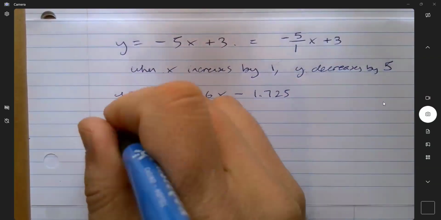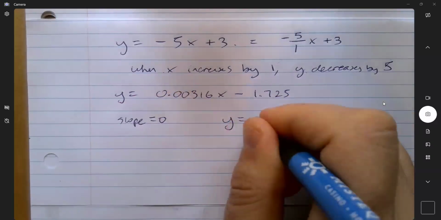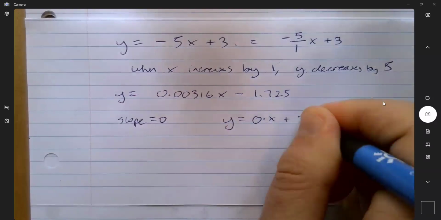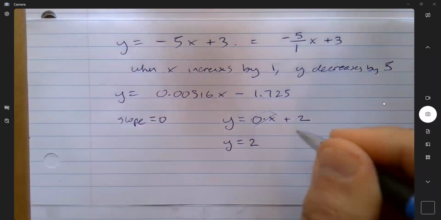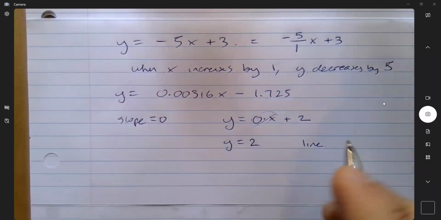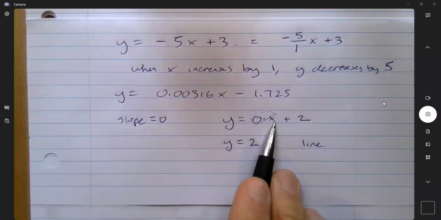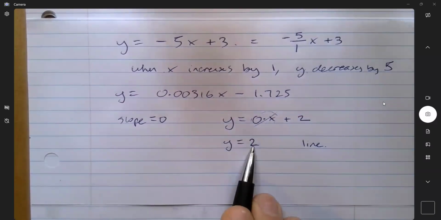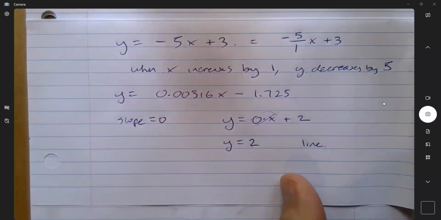You can even have a slope that equals 0, which would be y equals 0 times x plus 2, but 0 times x is 0, so we would just write y equals 2. This is still a line, but it has no slope. It says no matter what x changes by, y never changes. It's always 2. So that's how you find the slope from symbols.